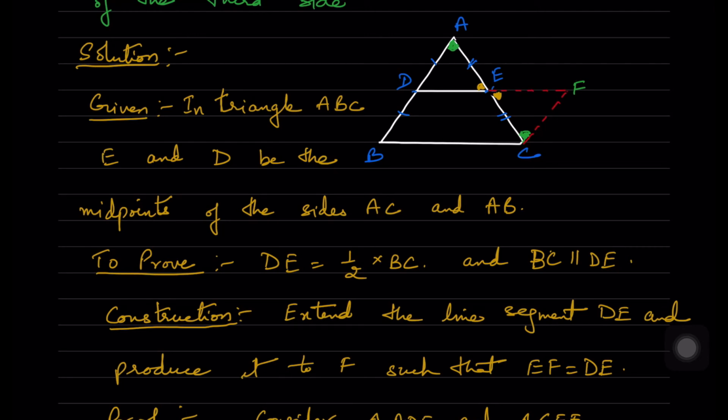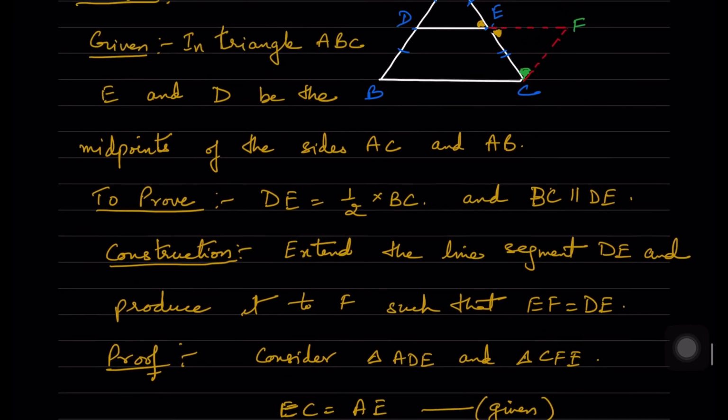Okay, we have to take that EF is equal to DE. Therefore E is the midpoint of DF. Then only are you producing this line DE to EF. We are doing this construction, so we can do it in this manner. It is possible. Whatever construction we do in mathematics or in any of these theorems, all of these are for our convenience to prove the theorem itself.